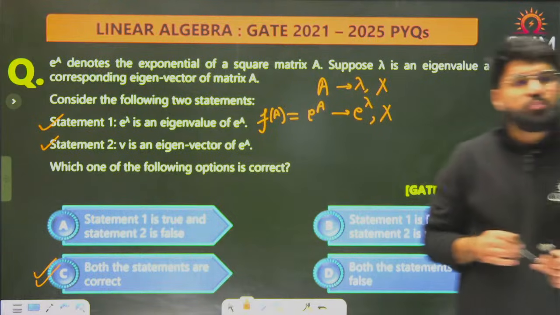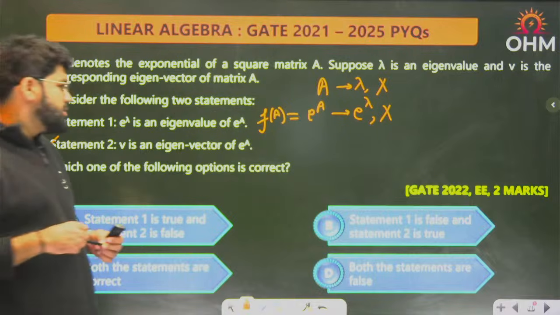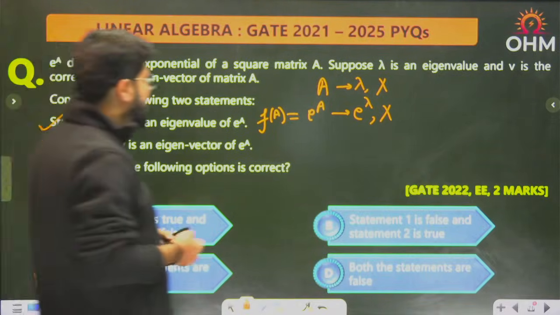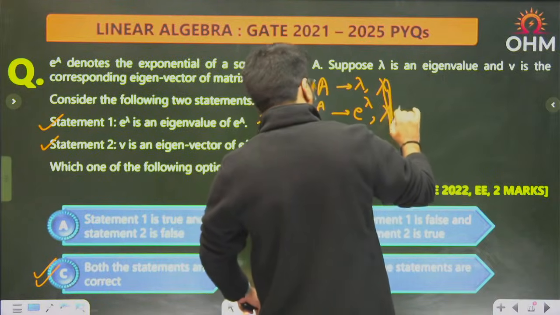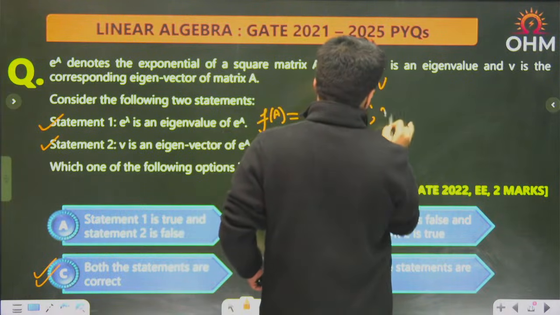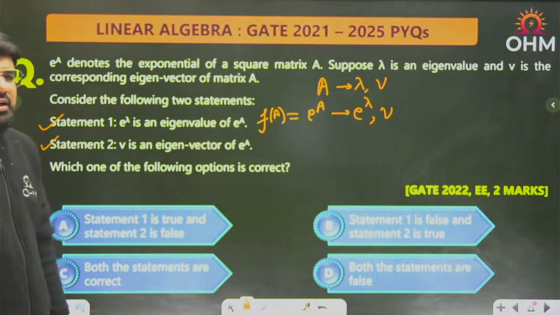Sixth property, very important. Direct producing question. Answer is C, both are correct. The eigenvector remains the same as X or V, whatever they say. They have told V here, I will write it in the form of V. If it is V, it will also have the eigenvector V, the same eigenvector. Got it, guys? Next question.